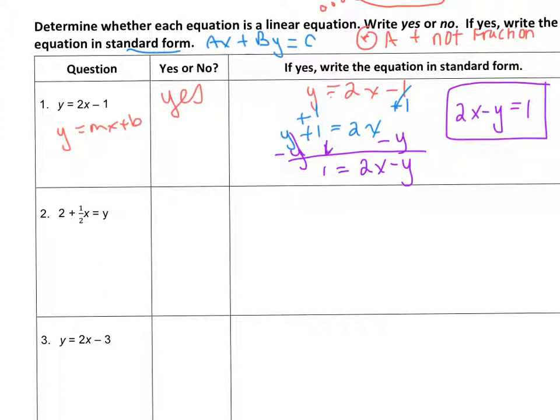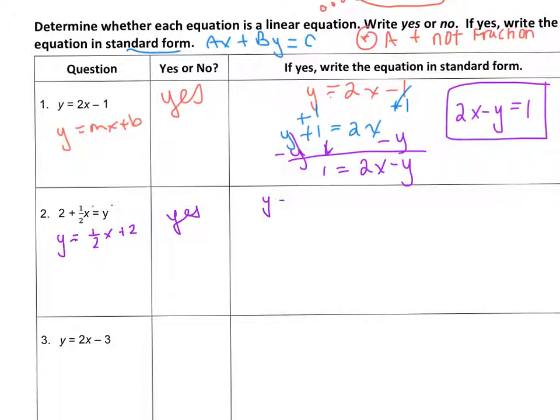The next question. When I look at this, I try to see, first of all, what's the highest exponent? It's 1, right? On the x and the y, it's 1. I could put this in y equals mx plus b, very simple. I just move the 1/2 x and the 2, and then I get y equals 1/2 x plus 2. So it's in slope-intercept form. Y equals mx plus b, so it is linear.